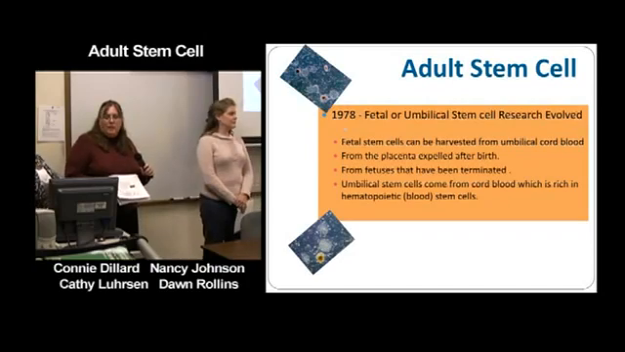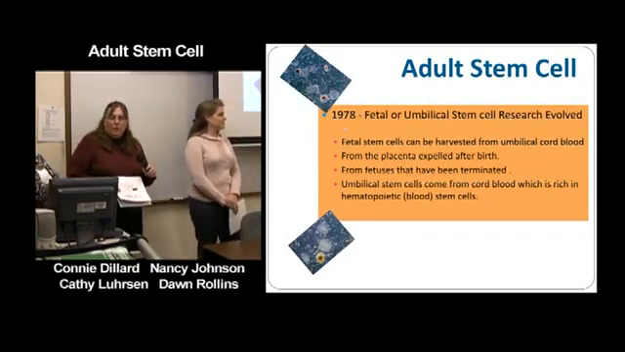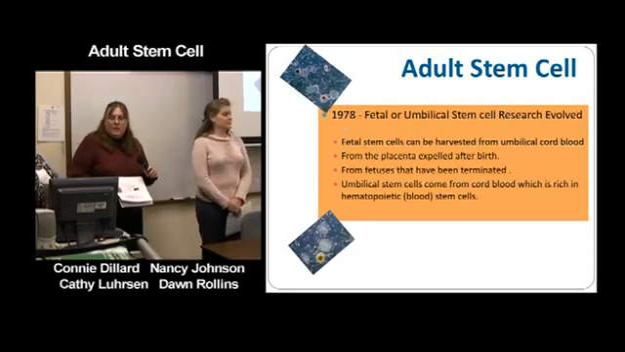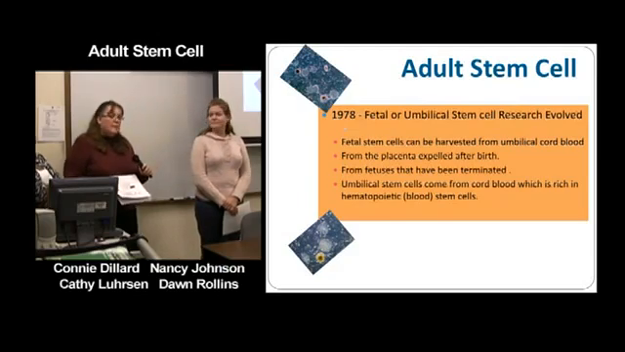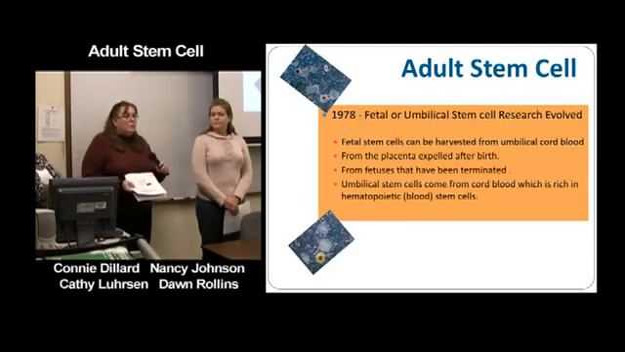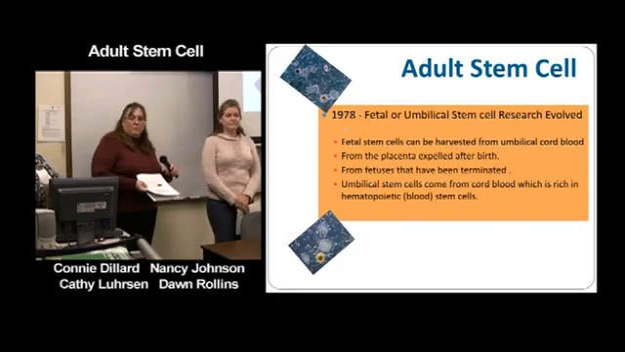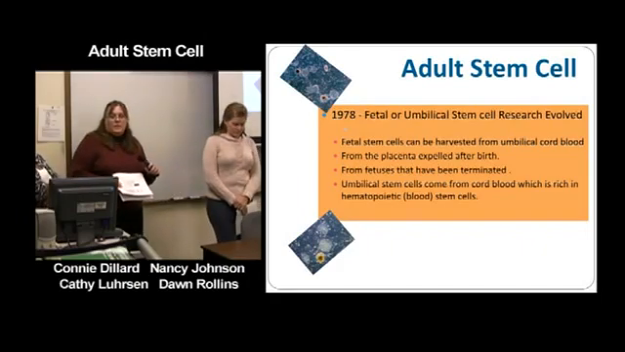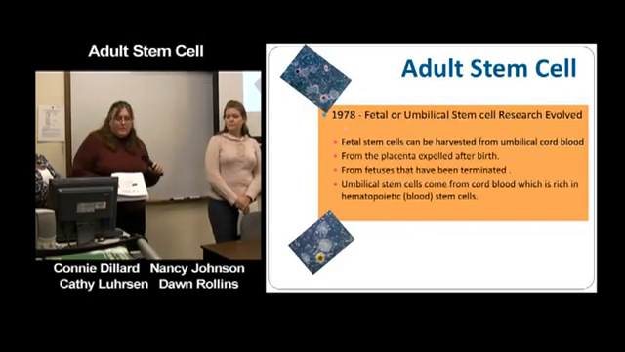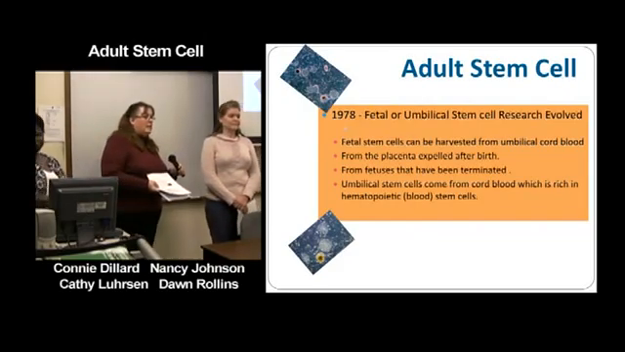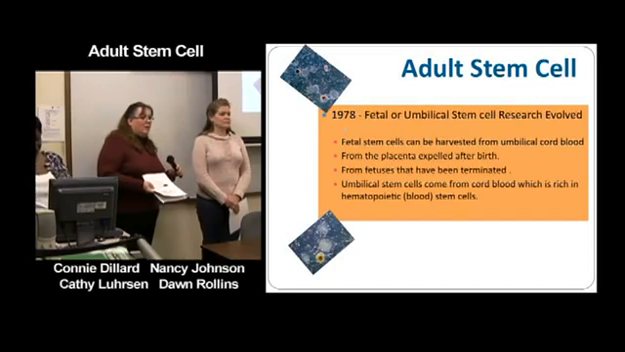In 1978 was the time that fetal or umbilical stem cell research evolved, and this is the kind of stem cell that you can get from umbilical cord blood or from the placenta that's expelled after birth. And these are also from fetuses that have been terminated. And what it allows you to do is to be non-intrusive. It is a type of stem cell research that doesn't require anyone to be harmed.